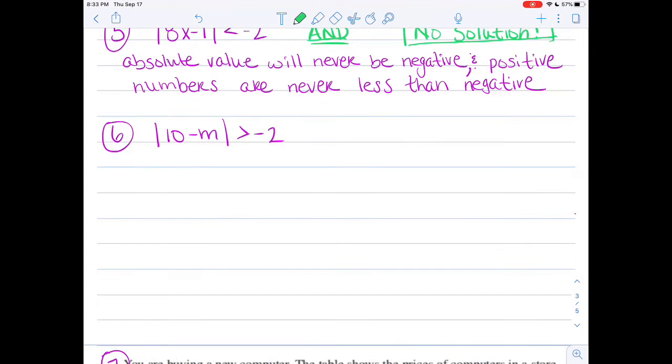Let's look at the opposite of our last case. This time we have the absolute value of 10 minus m is greater than -2. So greater is an or case. However, we need to also think, wait, c is a negative number. What do we do with this -2?